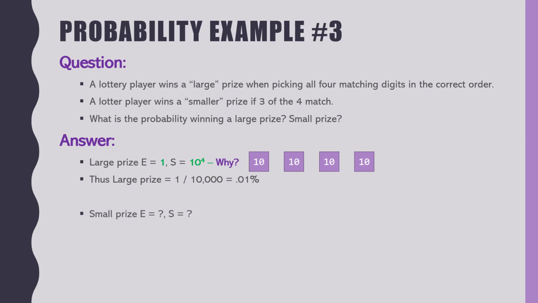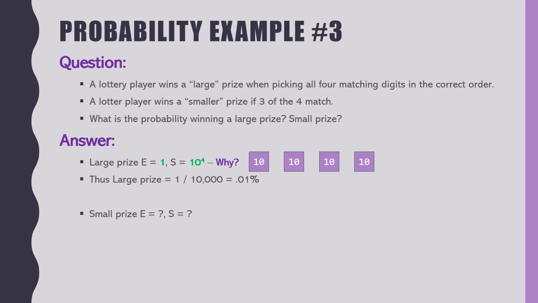What about the small prize? For our event size, well, no, it's a little trickier. Are you talking about the event size or the sample size? I hear one vote for 10 to the 3rd. Are we talking about the sample or the event? I lost track. Let's do the sample space first. It'd still be the same as the large one. Yeah, it's still 10 to the 4th, right?